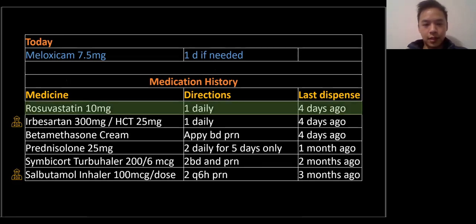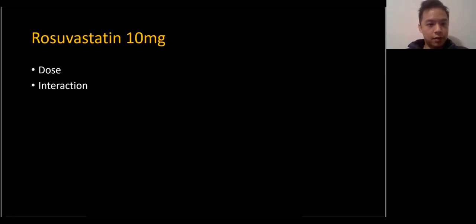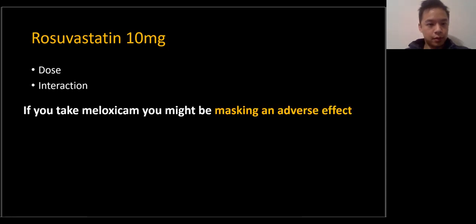On to the very last medicine here. The dose is appropriate, it's on the lower end, 10 milligrams. Any interactions? There's no real drug-drug interactions, not even really any disease-drug interactions. So how is this our third major problem? Basically, if we are taking meloxicam, we potentially could be masking an adverse effect of rosuvastatin. Do you know what that could be? It would be myopathy or rhabdomyolysis.